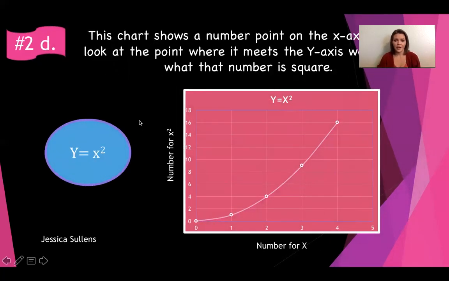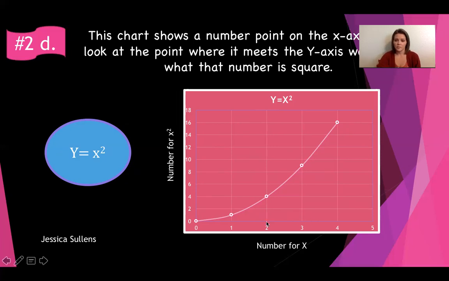All right. Over here, we are looking at y equals x squared. So we want to know what y is, but it is always equal to whatever x squared is. Whatever number is squared equals y. So this chart shows a point or a number point on the axis. If we look at the point where it meets the y-axis, we can see what number is squared.